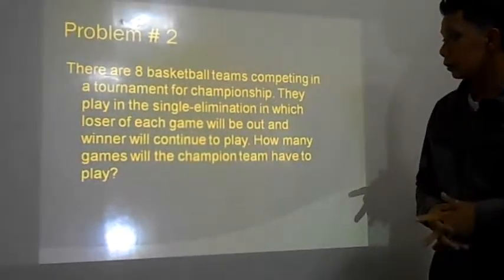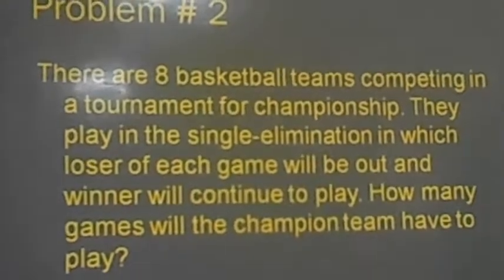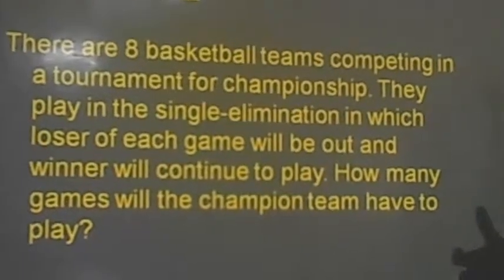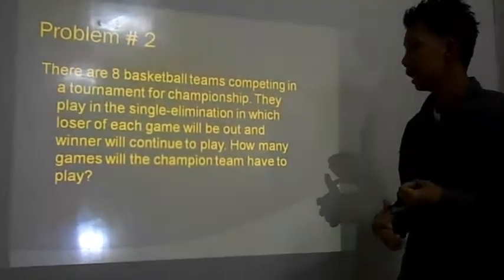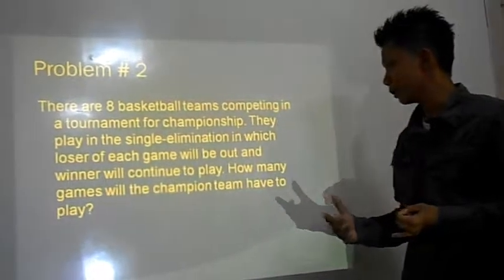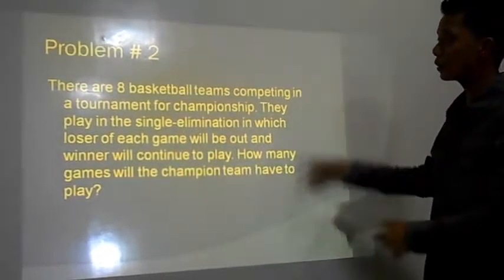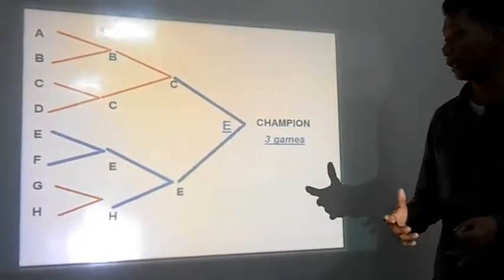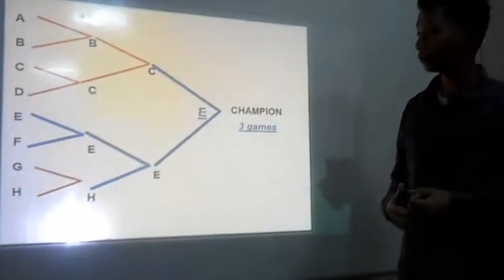Another example of making a diagram as one of the strategies in problem solving is this problem. Problem number 2. There are 8 basketball teams competing in a tournament championship. They play in a single elimination, in which the loser of each game will be out and the winner will continue to play. How many games will the champion team have to play? I have an illustration so that we can find how many games the champion should play in order to be the champion.